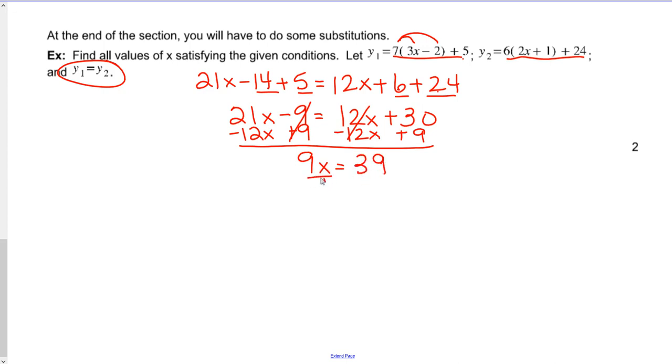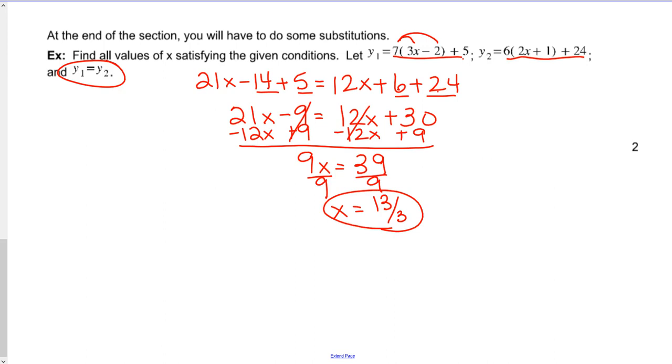And then I'm going to divide by the number next to the letter. Therefore, x equals, well, 39 ninths won't go evenly, but it does have a common 3. So I'm going to divide by 3 on the top to get 13, divide by 3 on the bottom to get 9. Therefore, that is my final answer.